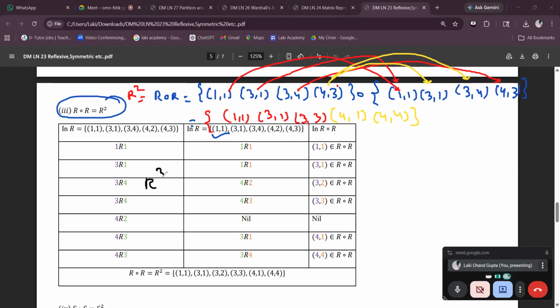If I ask you what is R cube? R cube means what? R square of R. So first you will take, yes, order matters. You can also write anything. Okay. So first you take what? R square. This is R square, right?